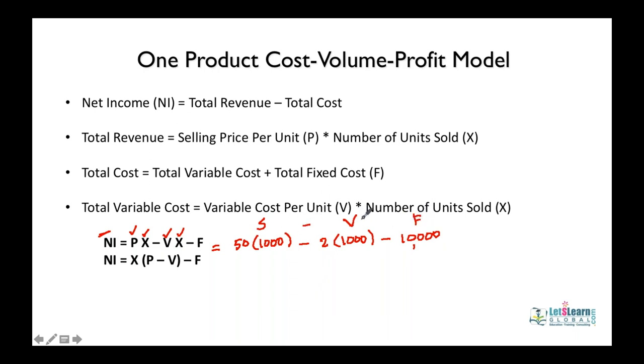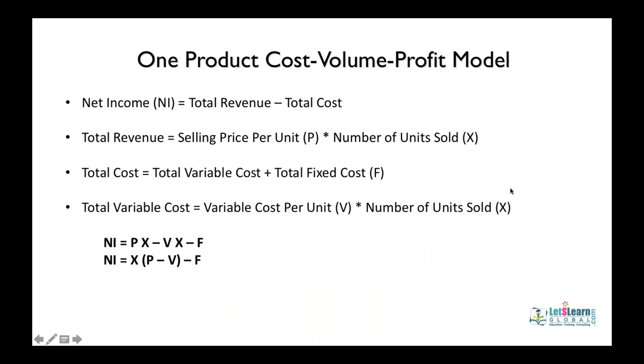See our equation: S minus V minus F equals profit. It can be simplified because 1,000 is common. That is 1,000 units into selling price per unit minus variable cost per unit, minus fixed cost, will give you a profit. That is 48,000 minus 10,000, $38,000. So we are going to use this equation: S minus V minus F gives us profit.